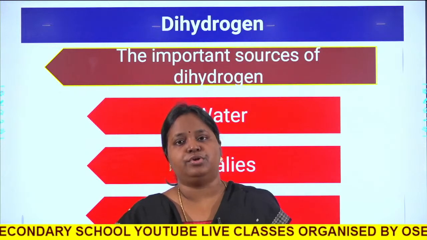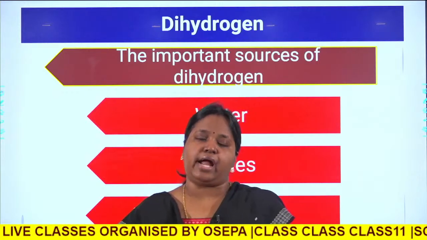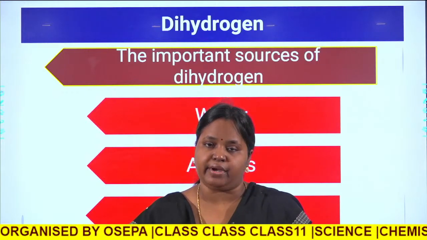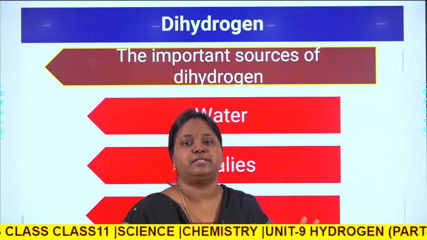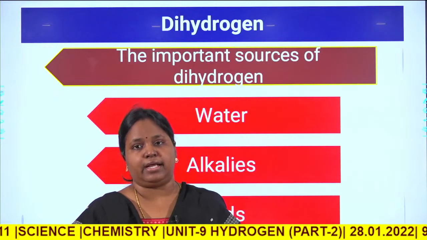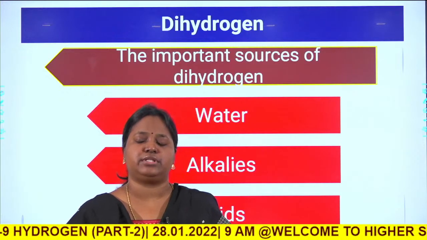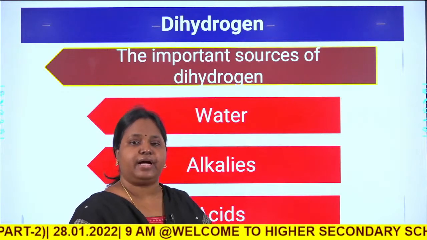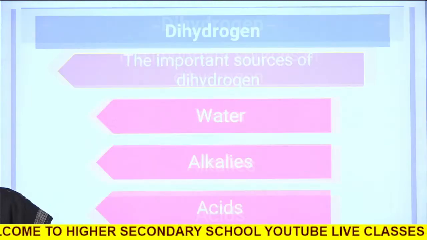Dihydrogen means H2. So what are the chief sources of preparation of hydrogen? Hydrogen or dihydrogen can be prepared from water, alkalis or acids. Keep in mind these three main sources: water, alkalis and acids. Let us see the first method of preparation, that is the laboratory method of preparation.